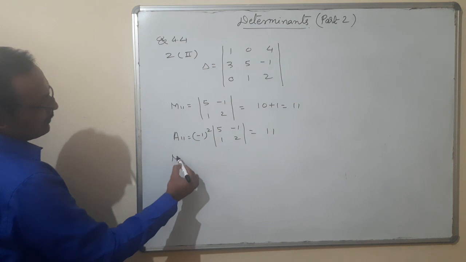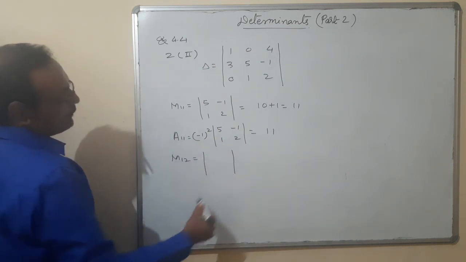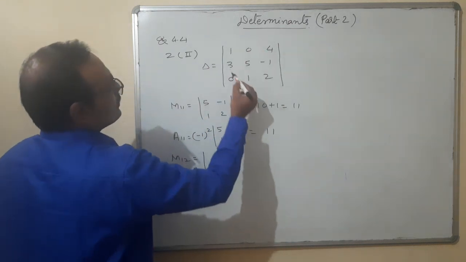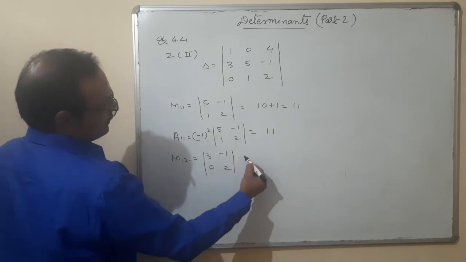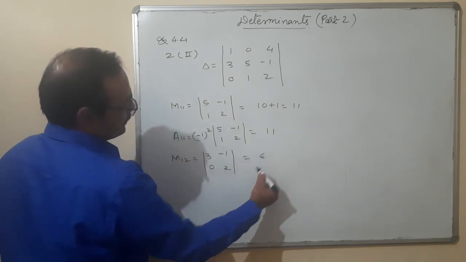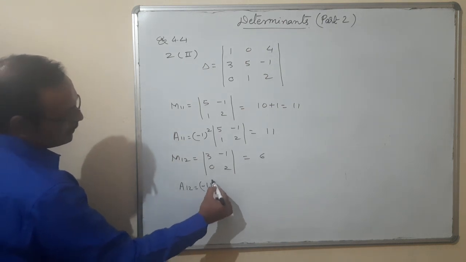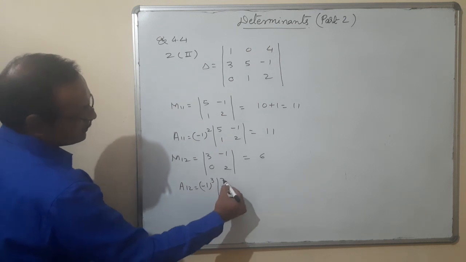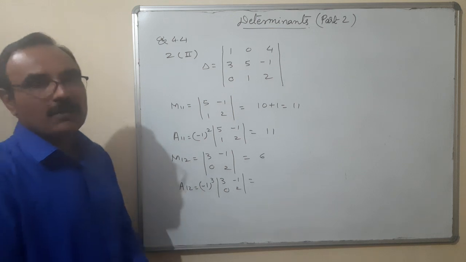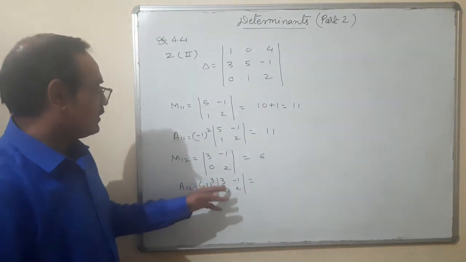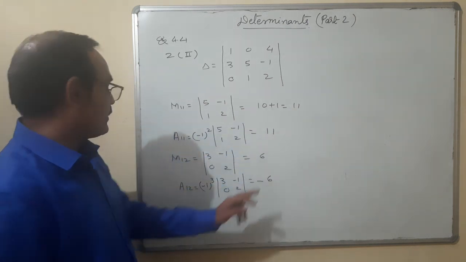Minors and cofactors. M12: leaving the first row, second column. 3 minus 1, 0 and 2. Result is 3 twos are 6 only. Cofactor A12: minus 1 to the power 1 plus 2, which is 3, times 3 minus 1, 0, 2. Since minus 1 raised to the power 3 is minus 1, minus 1 multiplied by 6 is minus 6. Okay. So here 11, 11, and it is 6 and minus 6.